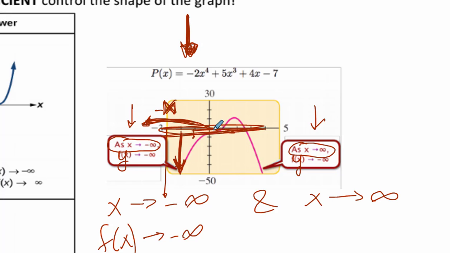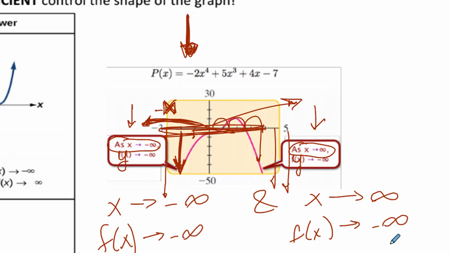In this case, x is going positively, right? It's approaching positive infinity. So what happens? Well, guess what? It's still going down. So as x approaches infinity, or the highest number you can think of, that means f of x also approaches negative infinity, because it goes down. No matter what x you put in, it's going to go down. It's going to become a negative number.